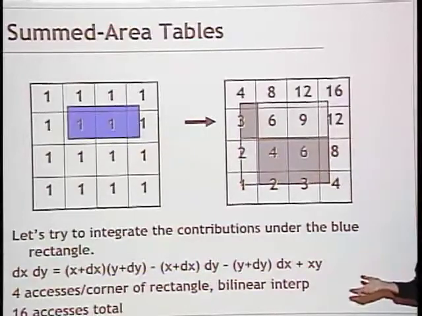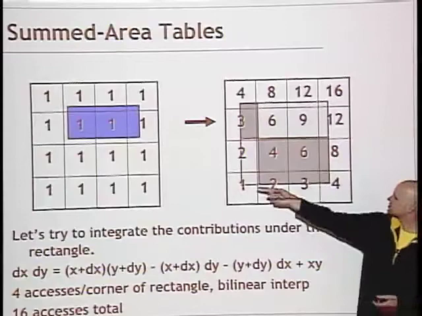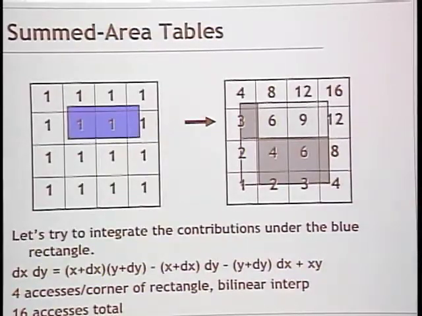So you can pre-compute this if you want to, or you can do it on the fly. We talked about the scan operation earlier in class. This is just a scan operation. Everything is the sum of everything to the left and below it. So that's pretty cool.